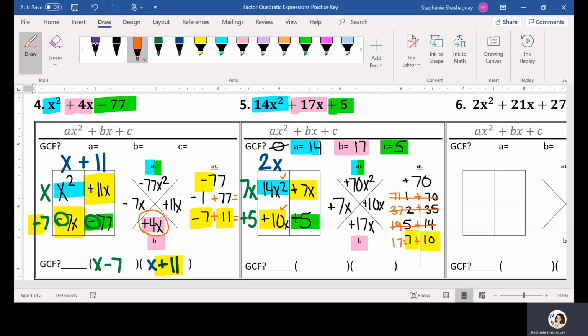Now I need to figure out what is a greatest common factor between 7x and positive 5. Well, the only factor of 7x and positive 5 is going to be a positive 1. So let's check our math. 7x times 1, that equals 7x. 5 times 1, that is equal to 5. So the factors for this trinomial, I want to keep it in the same order I've been doing, so 7x plus 5 and 2x plus 1.